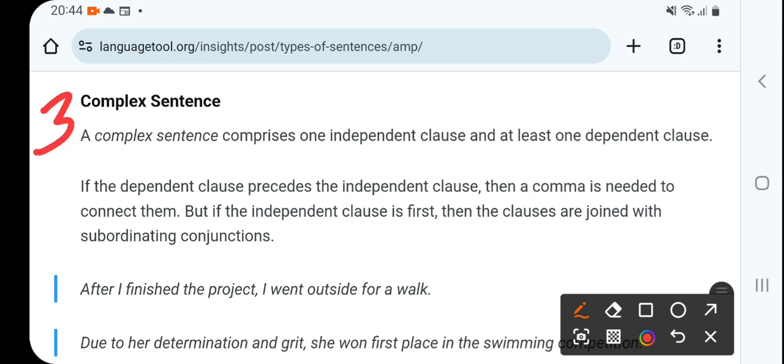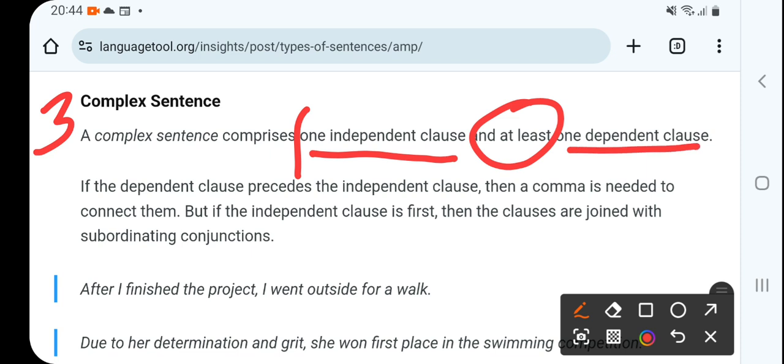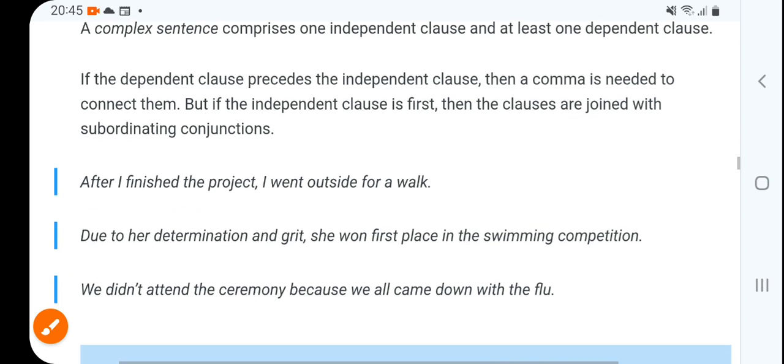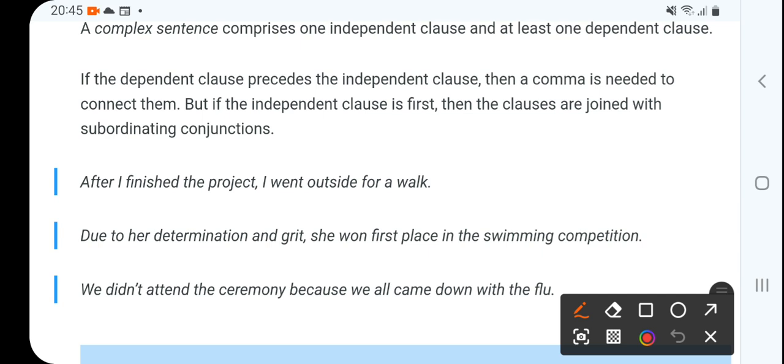A complex sentence comprises one independent clause and at least one dependent clause. At least means more than one, two, or three dependent clauses, but one independent clause is very important. That is called a complex sentence. Now, if the dependent clause is preceded, meaning coming before, the independent clause, that is dependent then independent.